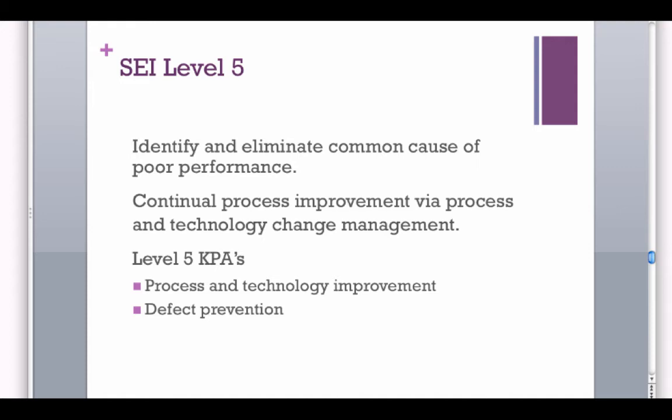So some KPAs, some key process areas for a level 5 organization. Well, process and technology improvement. Okay, we're always looking for ways to improve the process of creating software. And defect prevention. We look at what caused defects in the past, and we try to eliminate the cause of those defects. Okay. Now, sometimes it's hard to get things done at this level because you're so focused on adhering to the process. You have to remember you're still there to build a product.